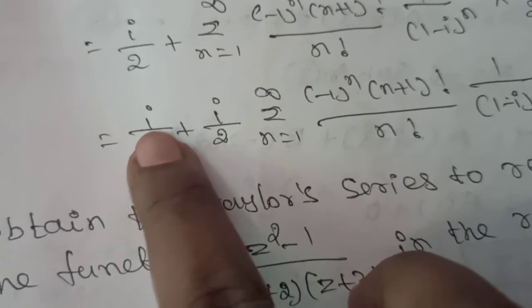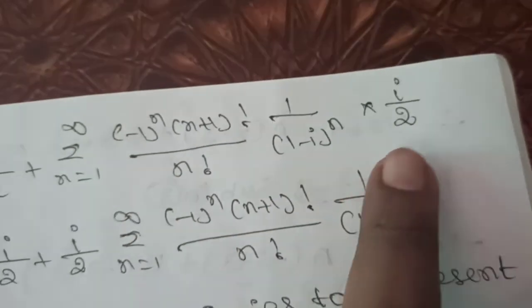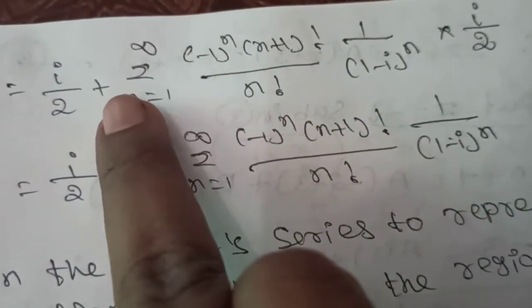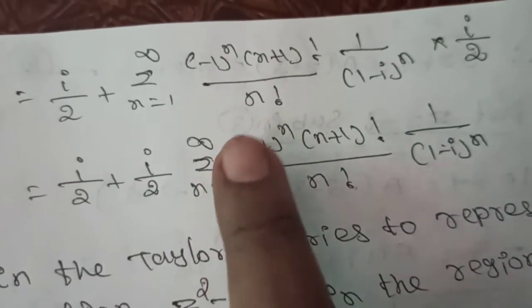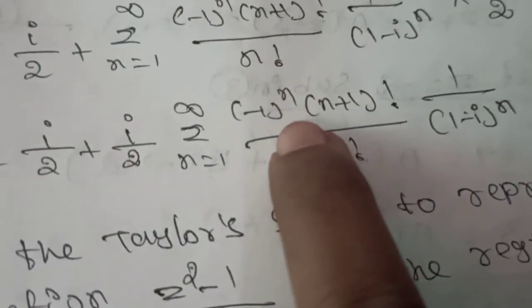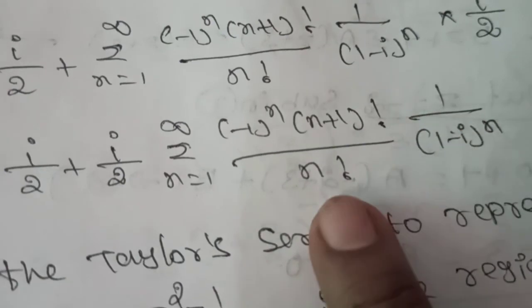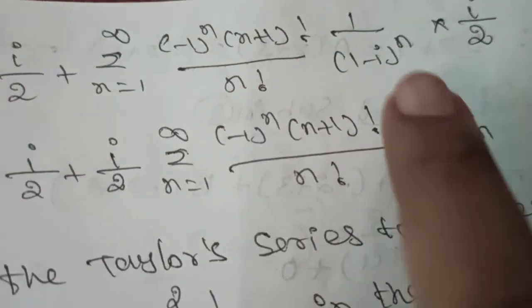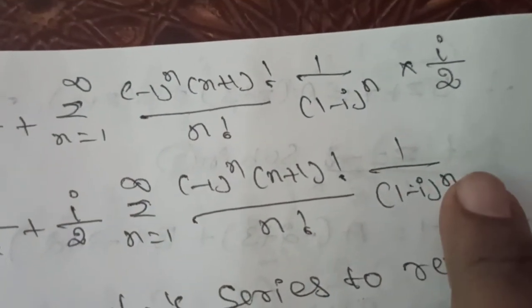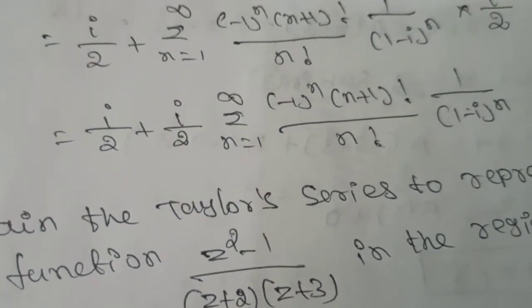Therefore, i divided by 2 plus, taking the constant value outside, i divided by 2 into summation of n equal to 1 to infinity (minus 1) to the power n into (n plus 1) factorial divided by n factorial into 1 divided by (1 minus i) to the power n. So this is the answer to this problem.